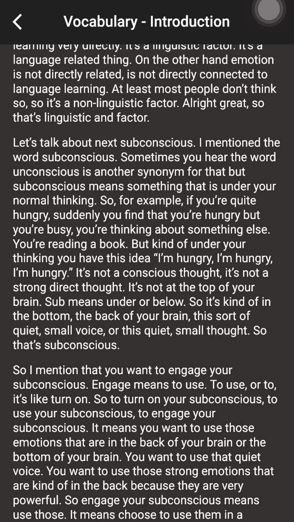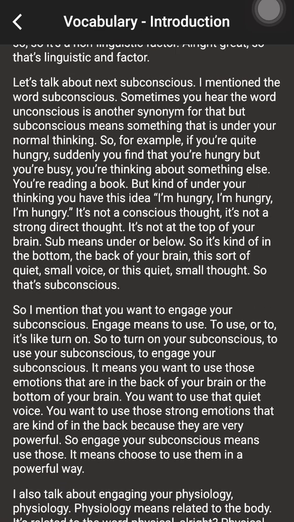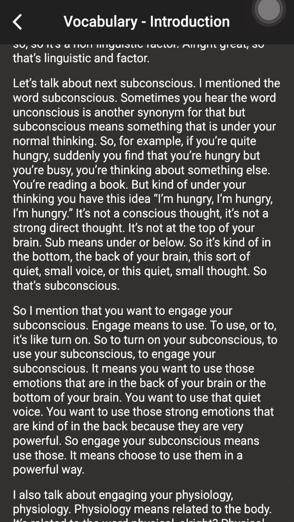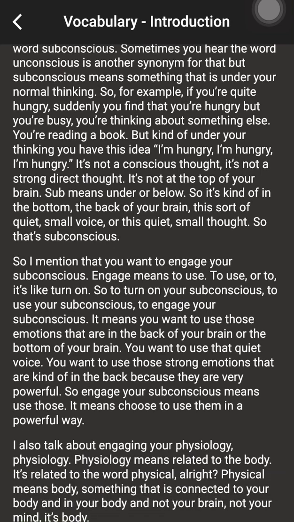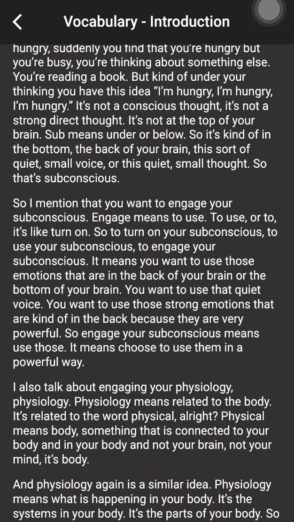This is not the top of your brain. Sub means under or below. It is kind of the bottom, the back of your brain. This requires a small voice or a small thought. So that is subconscious. So I mentioned that you want to engage your subconscious.